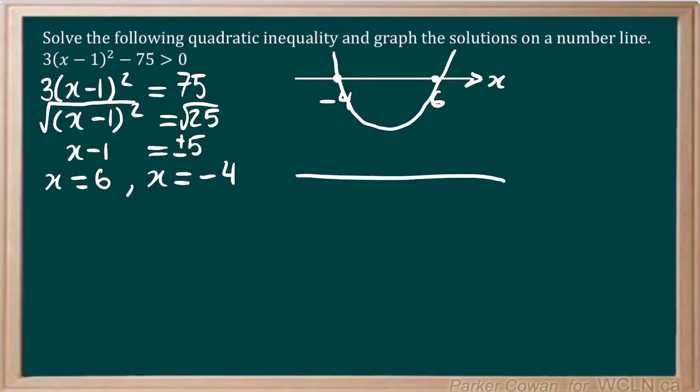So let's draw our number line. And we've got 6 and -4. And the last distinction we need to make is that this is a greater than sign, not a greater than or equal to sign, which means we're going to use the hollow circle.